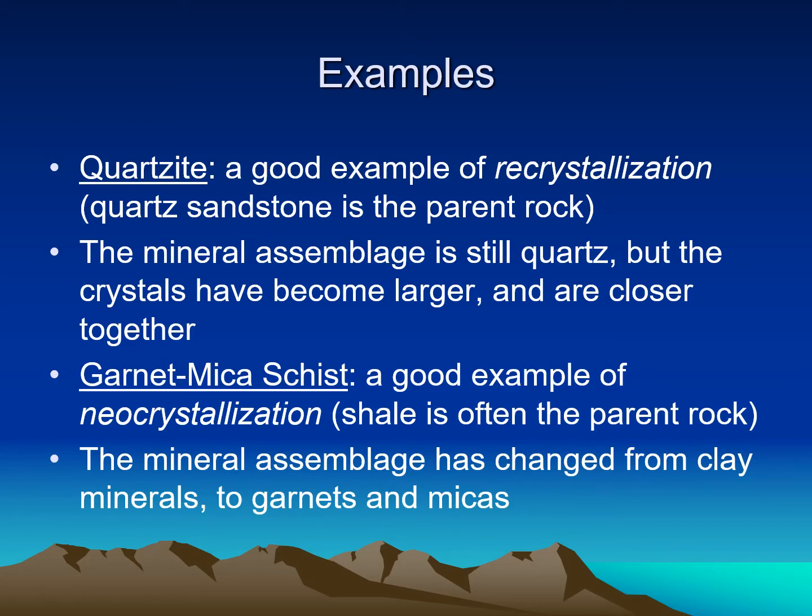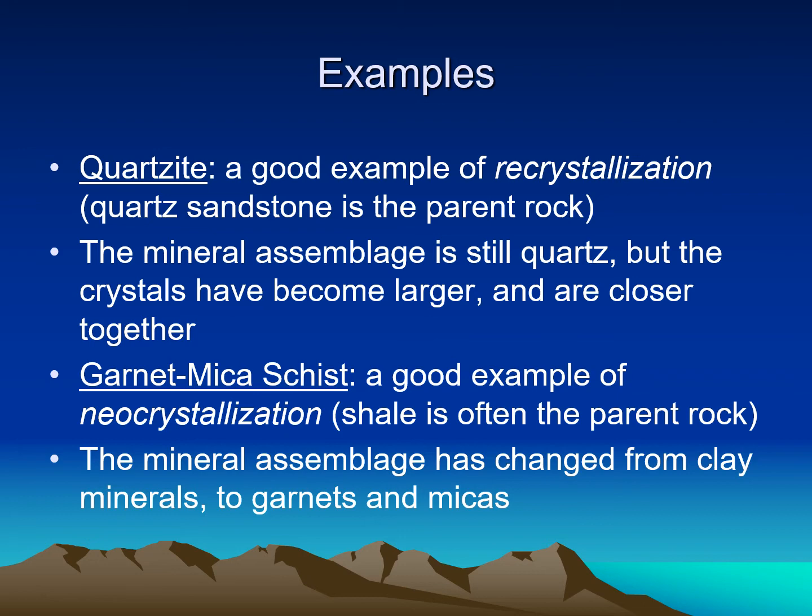Okay, so examples. I actually mentioned this on a previous slide, but we could go ahead and write these down. How about bullets 1 and 3? Okay, so a good example of recrystallization would be quartzite. So what happens? The quartzite is still made of quartz, but its texture is very different. The crystals often become larger. Sometimes they can become a little smaller. It depends on the grain size you start off with. But they are definitely changed in shape and orientation, and are closer together.